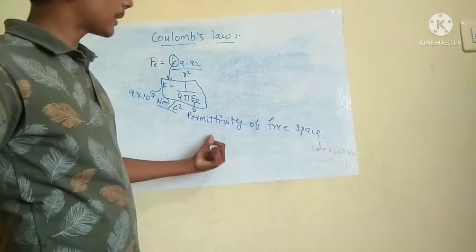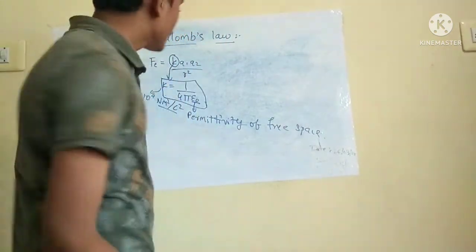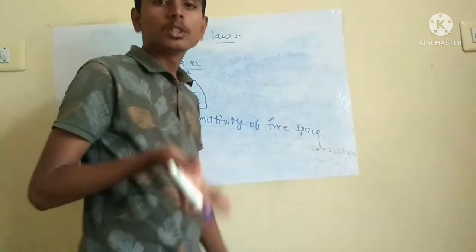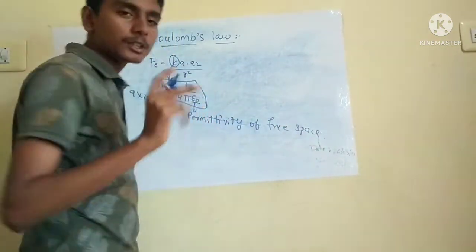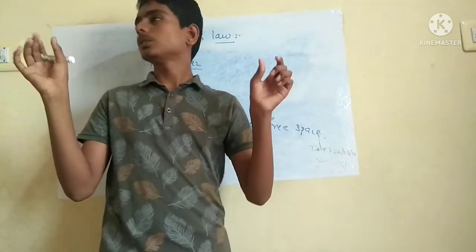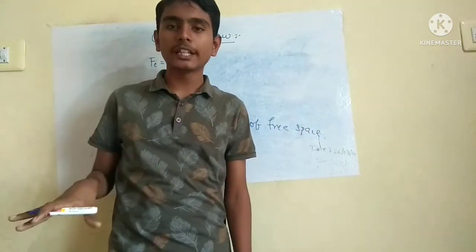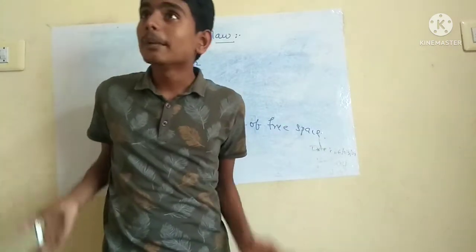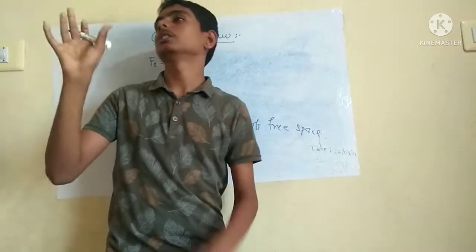Okay, what do you mean by permittivity? Permittivity means the ability of a medium to resist the electrostatic force between two charges. Means if the Q1 and Q2 are in air, then the medium will be air now, so the ability of this medium to resist that force.